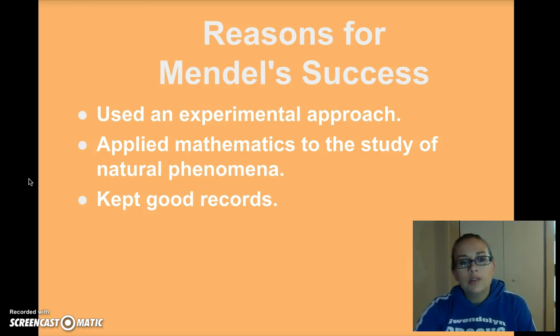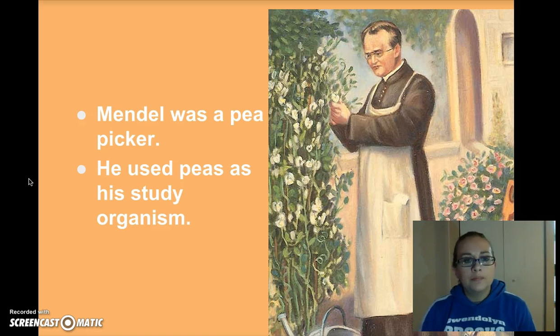So why was he so successful? Well, as I said, he used an experimental approach. He was very specific in the tests that he was running and how he collected his data. He also applied math to the study of this natural phenomenon, and he kept really good records. He kept track of his data very carefully, and so he was able to go back and make good comparisons over the different crosses that he had tried.